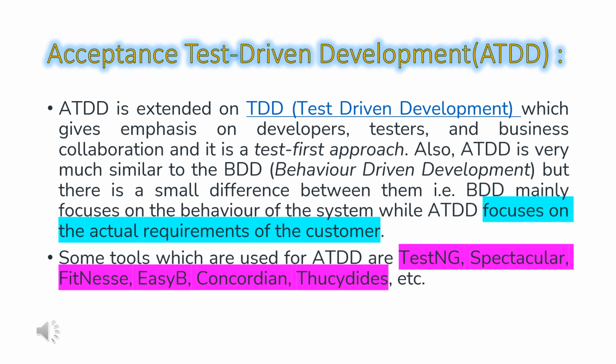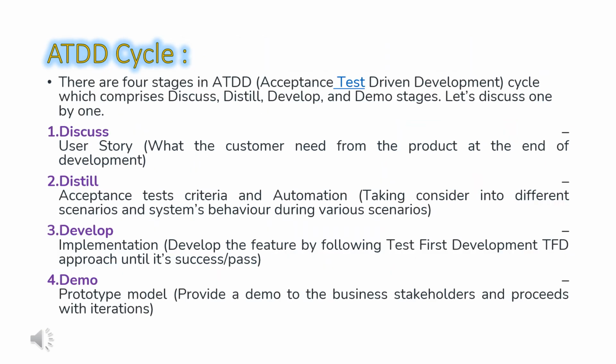ATDD is an extension of TDD, test-driven development, which gives emphasis to developers, testers, and business collaboration, and it is a test-first approach. ATDD is similar to BDD, behavior-driven development, but there is a small difference between them. BDD mainly focuses on the behavior of the system, but ATDD focuses on the actual requirements of the customer. Many tools are available for this usage, like TestNG, Spectacular, FitNesse, and Concordion, etc.